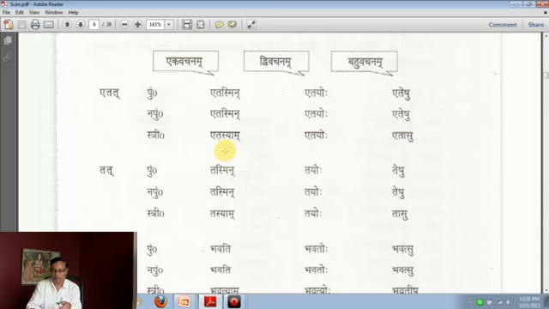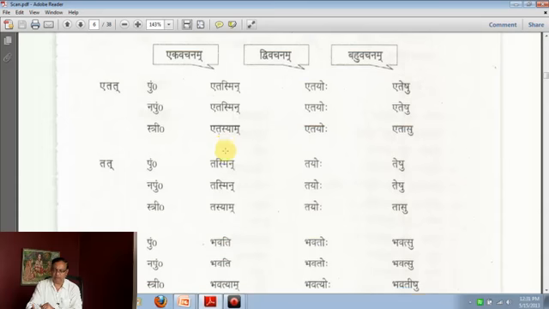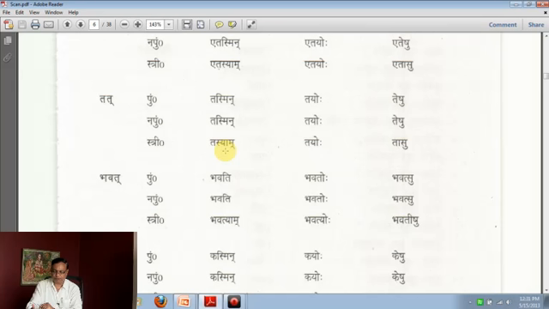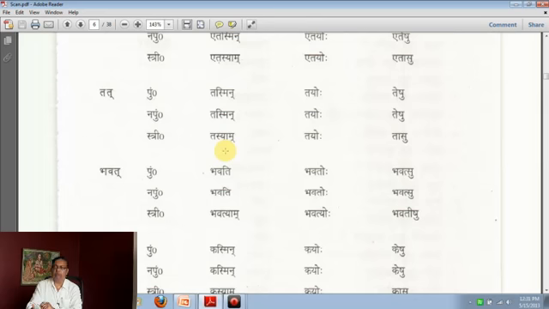So tat. Now you know the difference between etat and tat. If you add a, that's all. So you can see the difference. Removing a, you can derive tat: tasmin, tayoho, teshu. Etasyam becomes tasyam, tayoho, tasu. So what is tat? That pronoun.